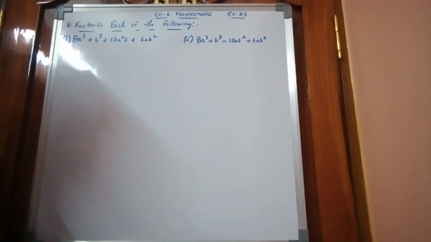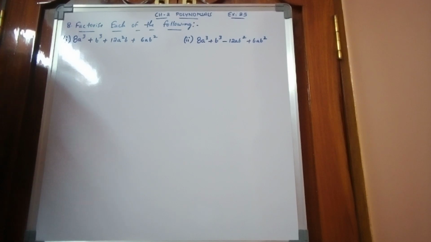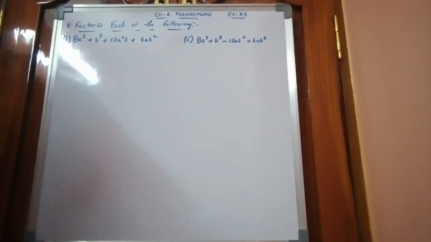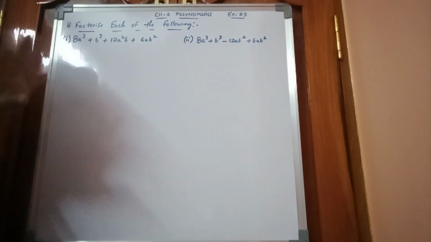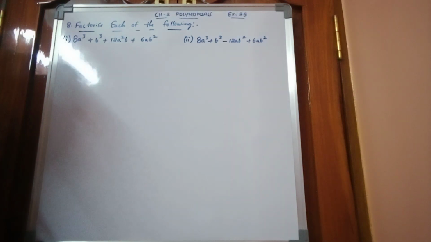In this video you are learning about exercise 8, that is, factorize each of the following. In this we have to take the cube numbers and substitute them, and we have to use the identity (a plus b) whole cube. I will now explain the first one and the second one.